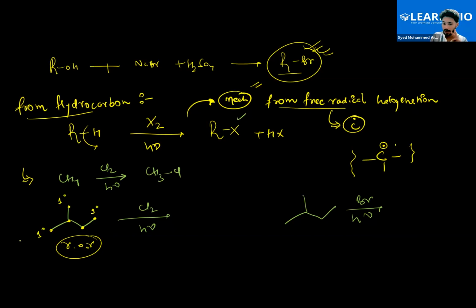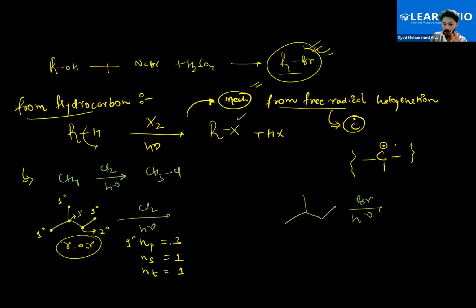Three 1 degree carbons are there. How many 2 degree carbons are there? This is the 2 degree carbon. How many 3 degree carbons are there? This is the 3 degree carbon. That means I am having how many 1 degree carbons? Primary carbons, that will be 3. How many secondary carbons? Which will be 1. How many tertiary carbons? Which will be 1.